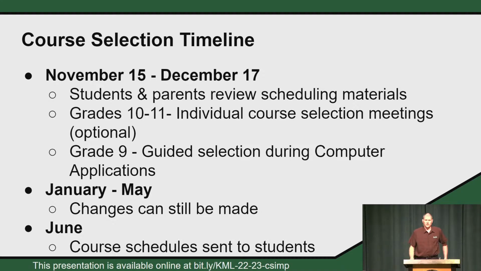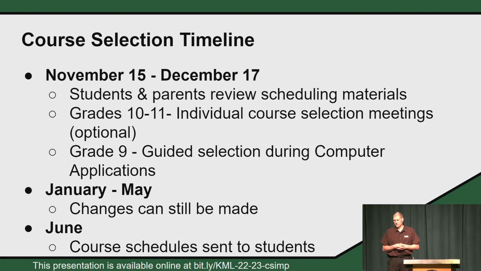I'm going to talk a little bit about course selection tonight, and there's a timeline that goes with this. Some of this information, if you have sophomores and juniors, was shared with them during homeroom yesterday. If you have freshmen, this information is going to be shared with them on November 29th. But in this time frame of November 15th to December 17th, students and parents will review the scheduling materials that you received via email today.